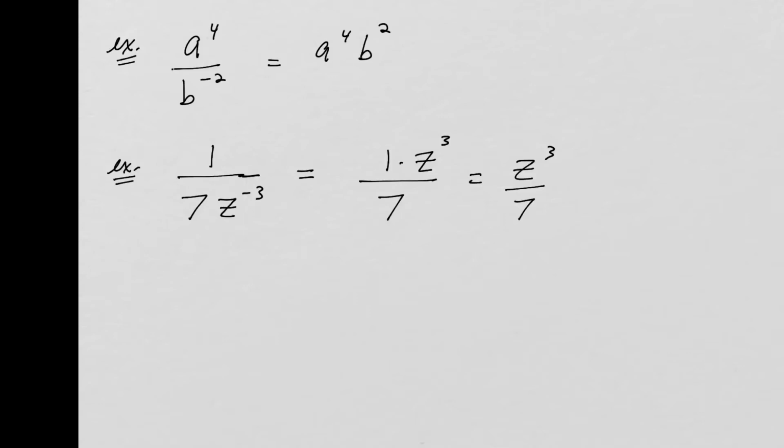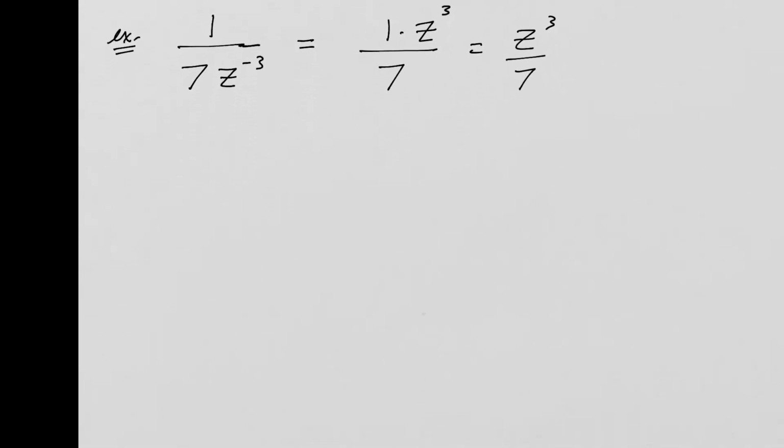Okay, so that's how you deal with negative exponents. When they move from the numerator to the denominator or denominator to numerator, their signs change. Okay, so that was it for 5.1. 5.2 is going to give you more rules, more laws for exponents, and we're also going to talk about something called scientific notation.